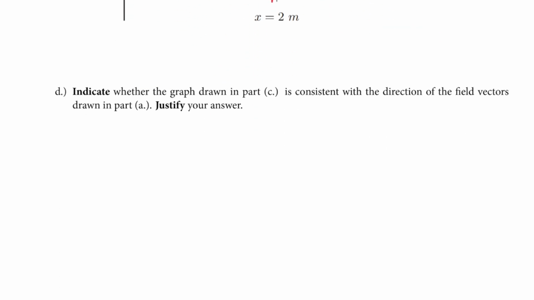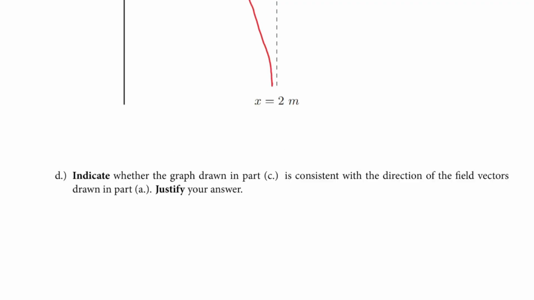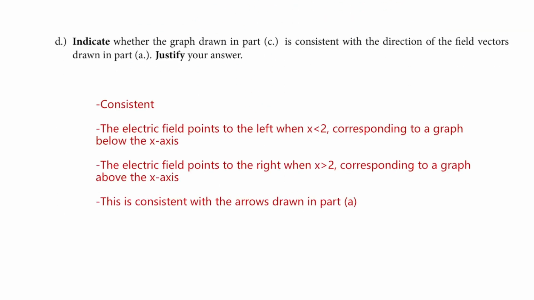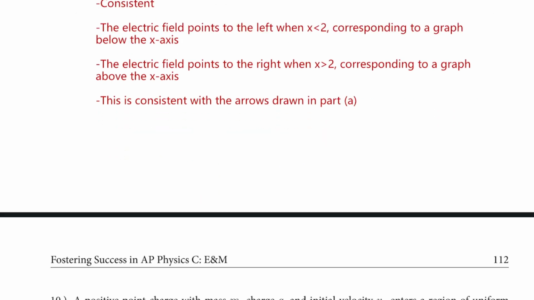Is this consistent with the direction of field vectors drawn in part A? Well, given that I just graphed this using the direction of field vectors, I sure hope so. It's consistent because it points to the left when x is less than 2, so that's below the axis, and then it's above the axis when x is greater than 2. Exactly what we drew.